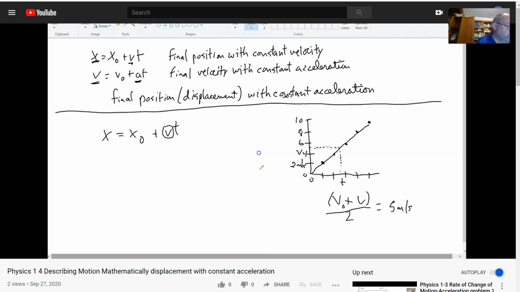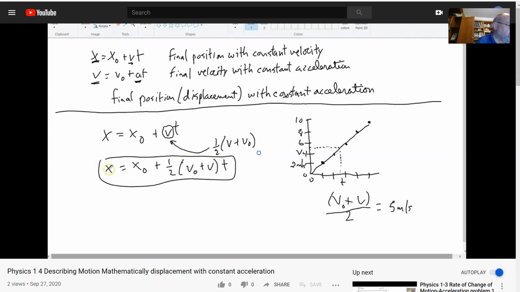Okay, so what we're going to do is substitute 1/2 (v plus v0) in for this velocity. Because accelerating at a constant rate is just like going at an average velocity for the same amount of time. So this is my average velocity, and I'm going to pretend that this average velocity is a constant velocity. And so all I have to do then is substitute this in here, and I'm going to get x equals x0 plus 1/2 times (v0 plus v) times time. And this is going to give me my final position if I know my initial and final velocity.